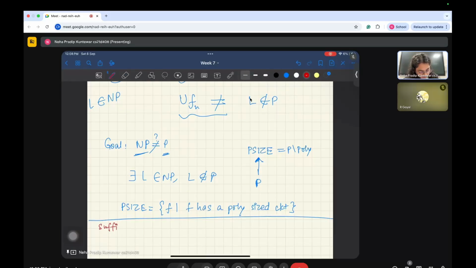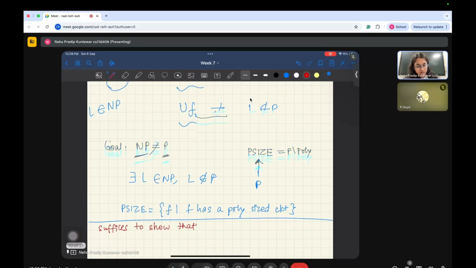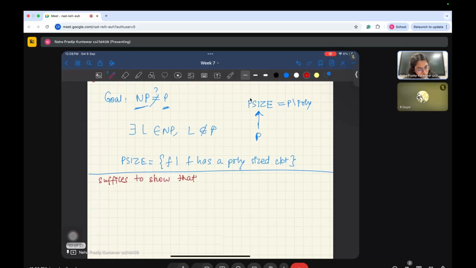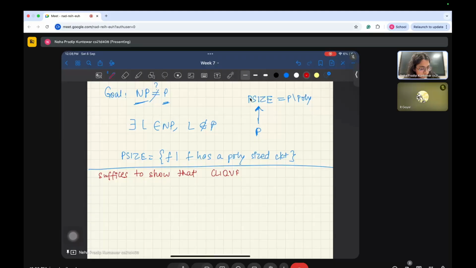So it suffices to show that this particular language, I'll take CLIQUE for now. I'll call the L that I'm talking about my CLIQUE problem, or the language for clique. So I want to show that CLIQUE is not in P. So it suffices to show that CLIQUE does not have polynomial sized circuits. That would mean that CLIQUE is not in P-size.